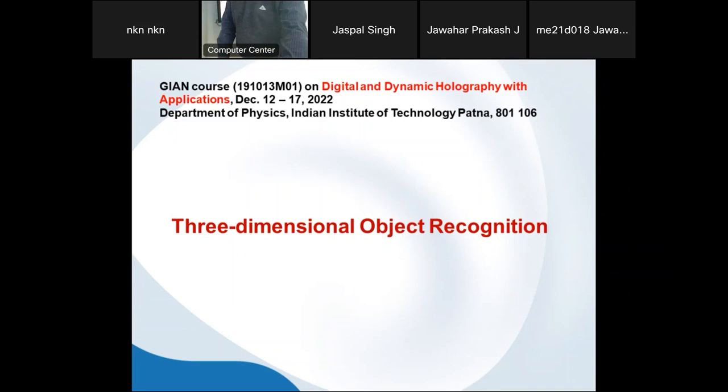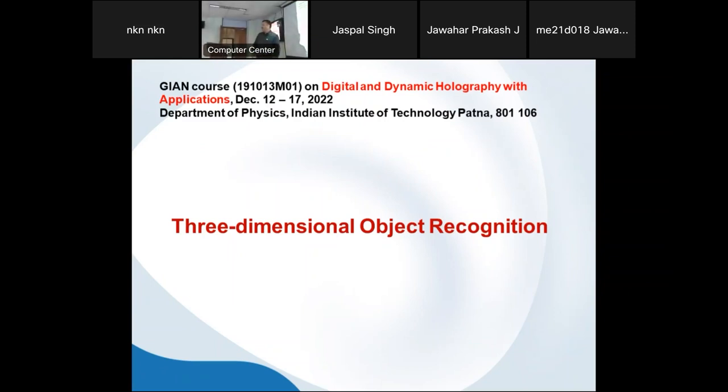So, just before tea break, we had a talk by Professor Banerjee on the transport of intensity equation. Now I'm going to talk about some of the applications of holography, or digital holography rather. One of the applications I have mentioned here is three-dimensional object recognition. As you know, digital holography is a technique for 3D imaging. If we combine this 3D imaging technique for different purposes, like recognition of the object, every object we see is three-dimensional in nature.